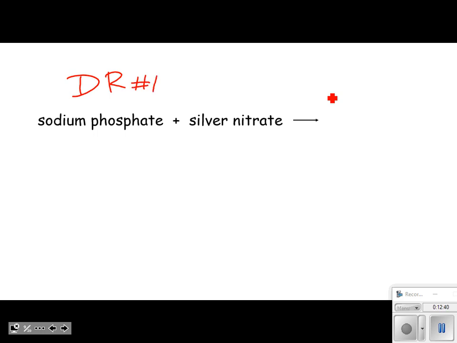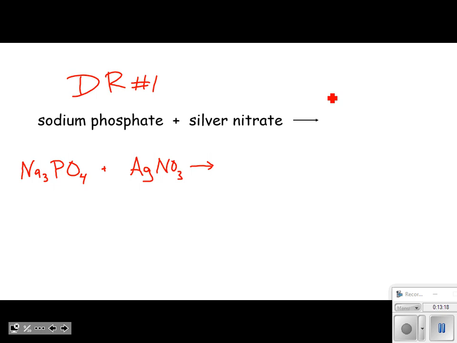Once again, this time, sodium is a 1 minus, or excuse me, a 1 plus. Phosphorus is a 3 minus. So right there is sodium phosphate. I'm going to add to that silver is Ag, 1 plus, nitrate, NO3, 1 minus. So there are my two reactants.